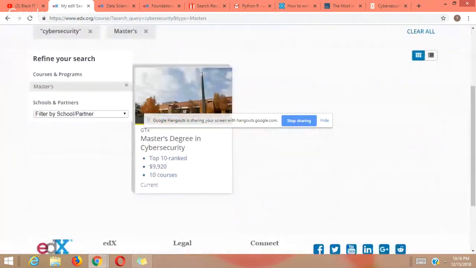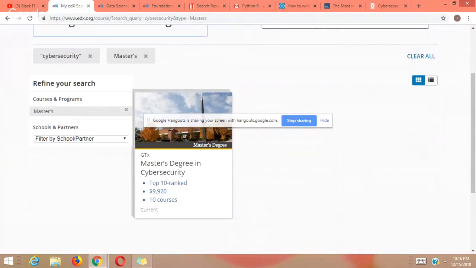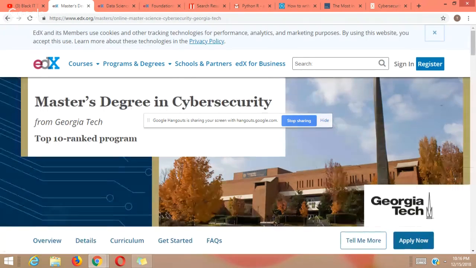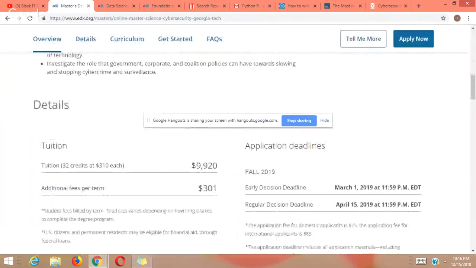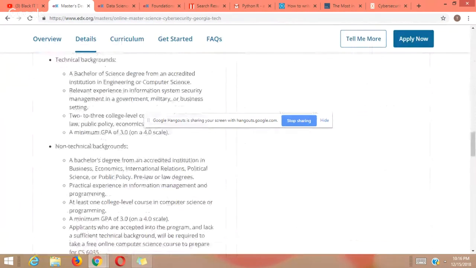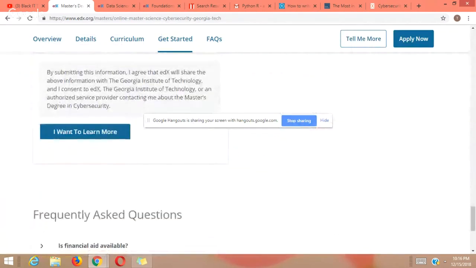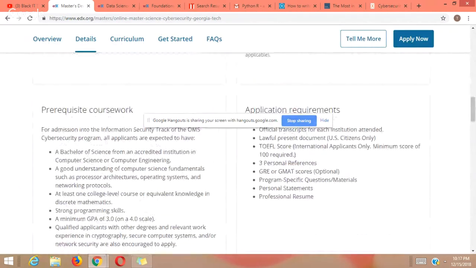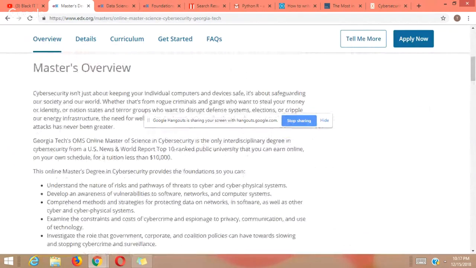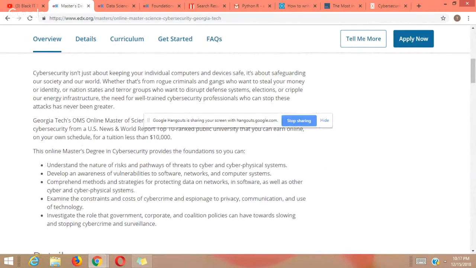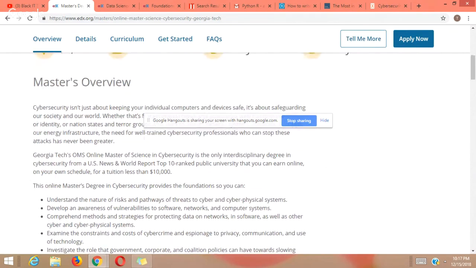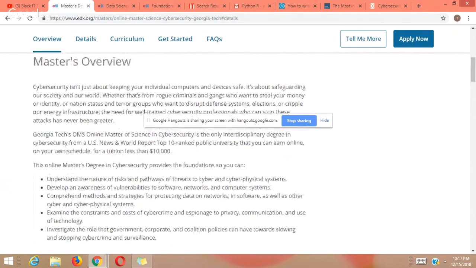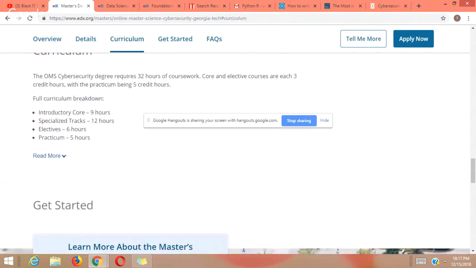master's degree. So Georgia Tech has a master's degree in cybersecurity, $9,920, 10 courses. Let's click on it. Can't beat that with a bat. Now it doesn't allow you to click on details. Oh, here it is right here. It doesn't really go into the curriculum. Oh, here it is right here.